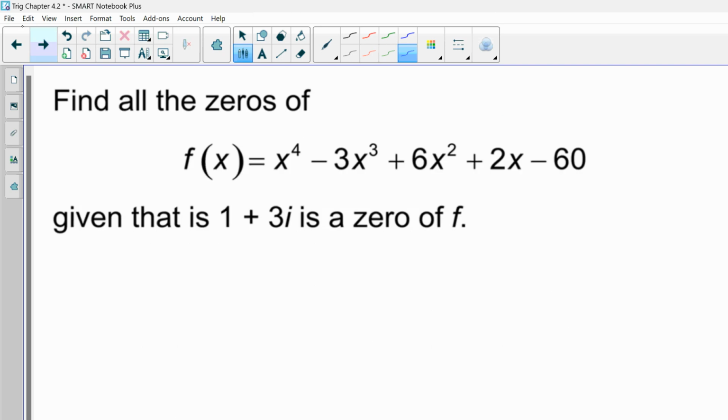Okay, so this is the one they gave us. Since they told us one of the solutions is equal to 1 plus 3i, it also means x is equal to 1 minus 3i. If we have one, we have to have the other. Now the total number of solutions that we should have is 4, the same as the degree. And the nice thing is, given these two, we're halfway there. We have 2 of the solutions.